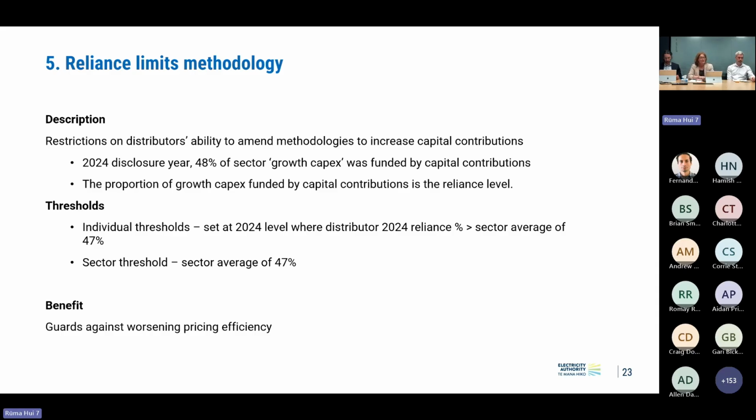We consider 47% as an appropriate level for the sector-wide cap, given it's consistent with the most recent plateau. For distributors whose reliance already exceeds the sector-wide cap, we propose these individual caps based on their 2024 level. This recognises distributors who have built up a position of high reliance may have limited ability to reduce their reliance in the near term.